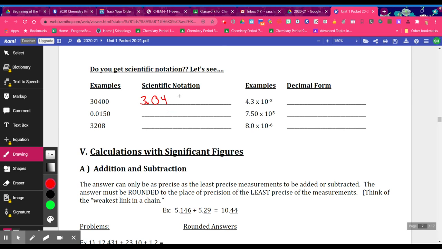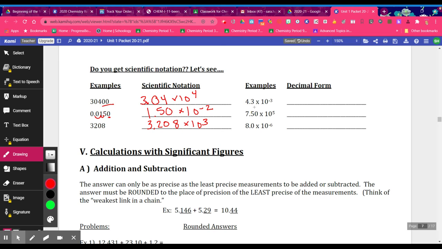3.04 times 10 to the fourth, 1.50 times 10 to the negative second. So I move this 1, 2, that 0 is significant. These are not significant, so I did not add those. 3.208 times 10 to the third.